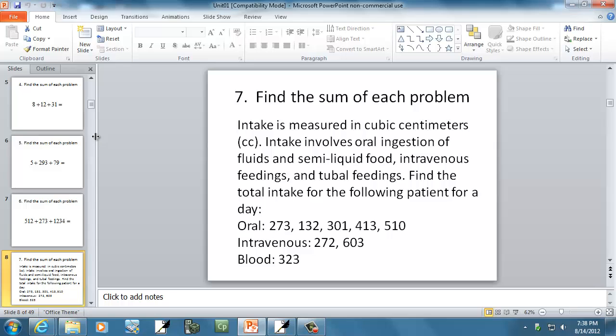Okay, so this next one says find a sum. Intake is measured in cubic centimeters, cc's. Intake involves oral ingestion of fluids and semi-liquid food, intravenous feedings, and tubal feedings. Find the total intake for the following patient for a day. So we want to add these together.